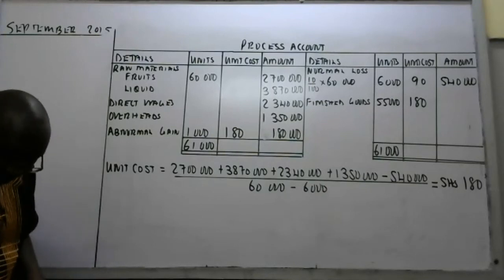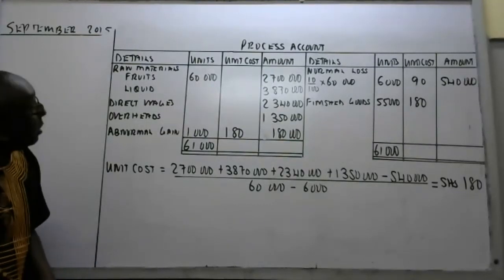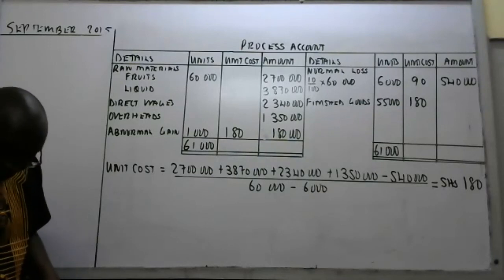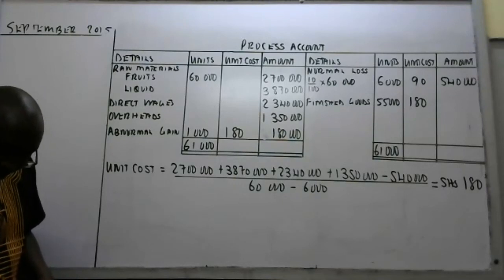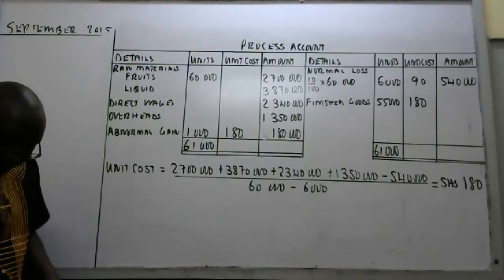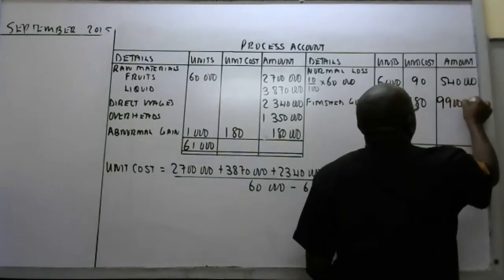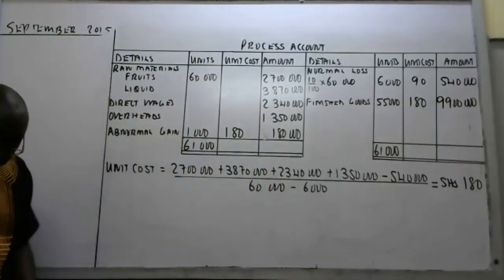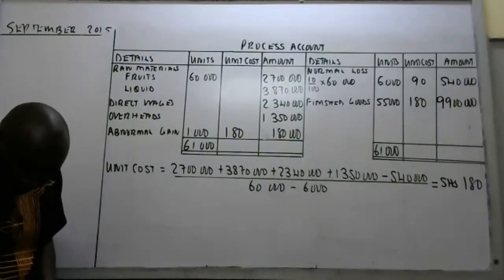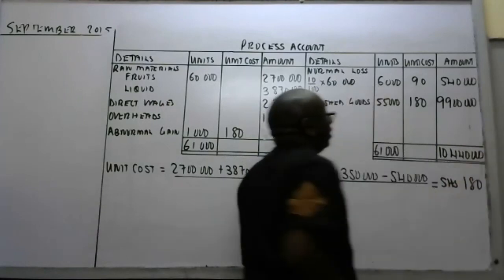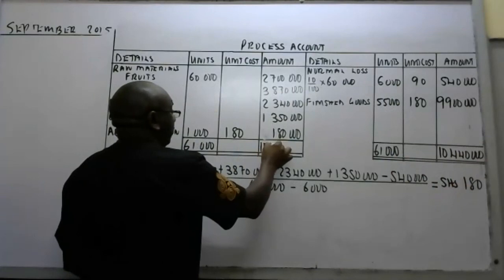That is 870,000 plus 2,340,000 plus 1,350,000. We put the 540 and we divide by 54,180. Good. So to multiply in a year, to cover 9,900,000. And if you still want to show the total, that's 540,000, 10,440,000. So this is 10,440,000. And the same case here, it will now be 10,440,000.